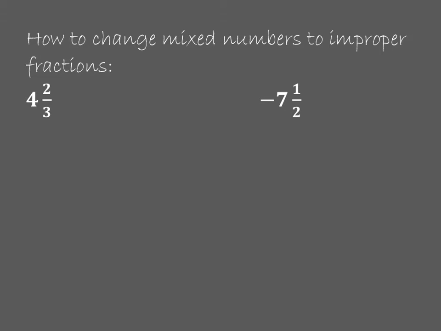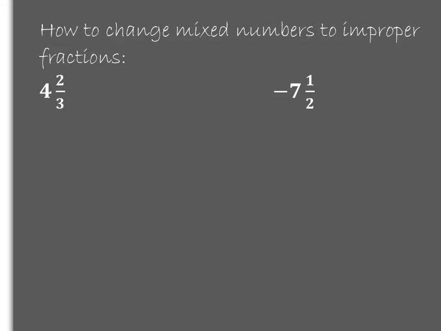The goal of this slide is to learn how to change mixed numbers to improper fractions. So we'll start with one that's all positive. The first thing that you do is you multiply the whole number by the denominator. So in this case, 4 times 3, and you get 12. And then you add the numerator. So our new numerator would be 14. And then you keep the denominator, 14 over 3.